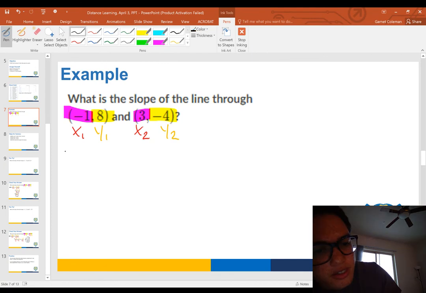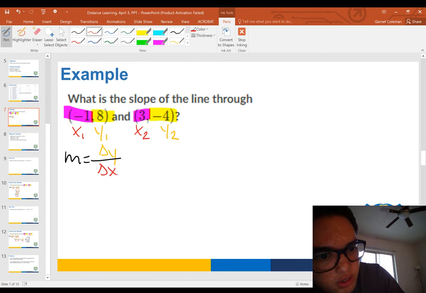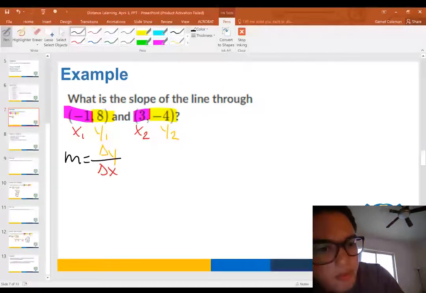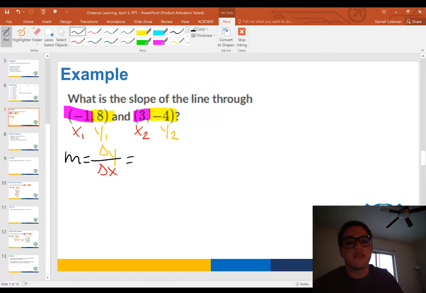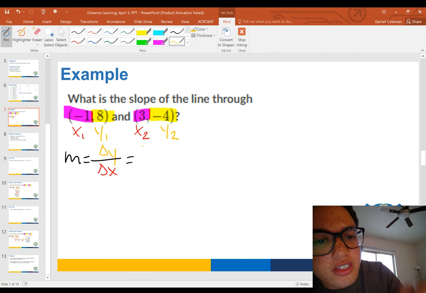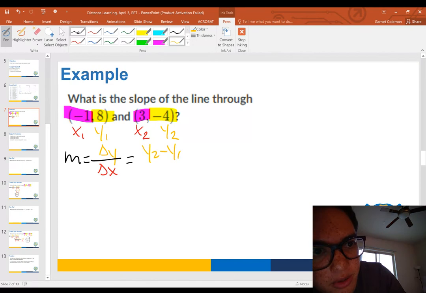The reason why I'm doing this is because slope, if you remember, is change in y divided by change in x. And if you remember yesterday when we were finding the slope in a table, we were doing some sort of subtraction. We were finding the difference between the second number and the first number. So this is the same thing. We're going to do y2 minus y1. We're going to divide that eventually by x2 minus x1.